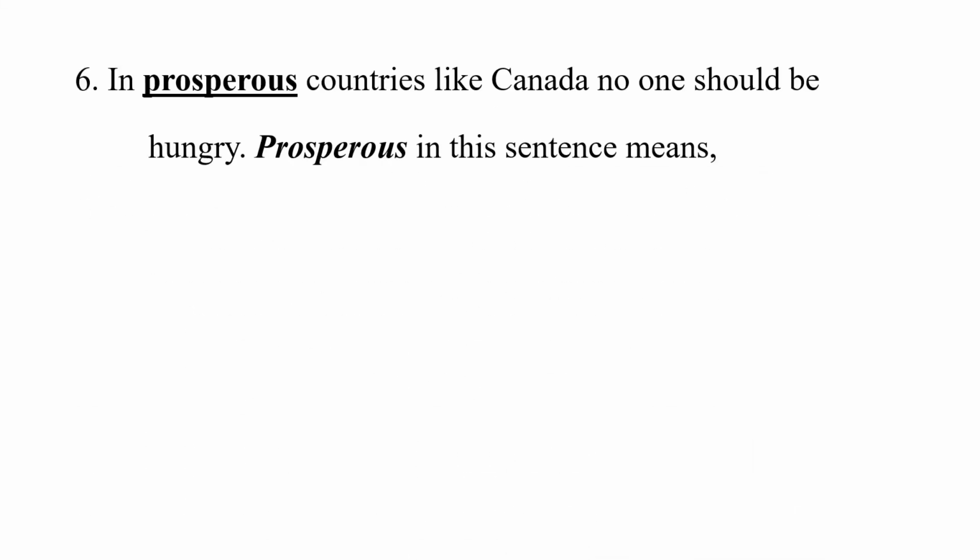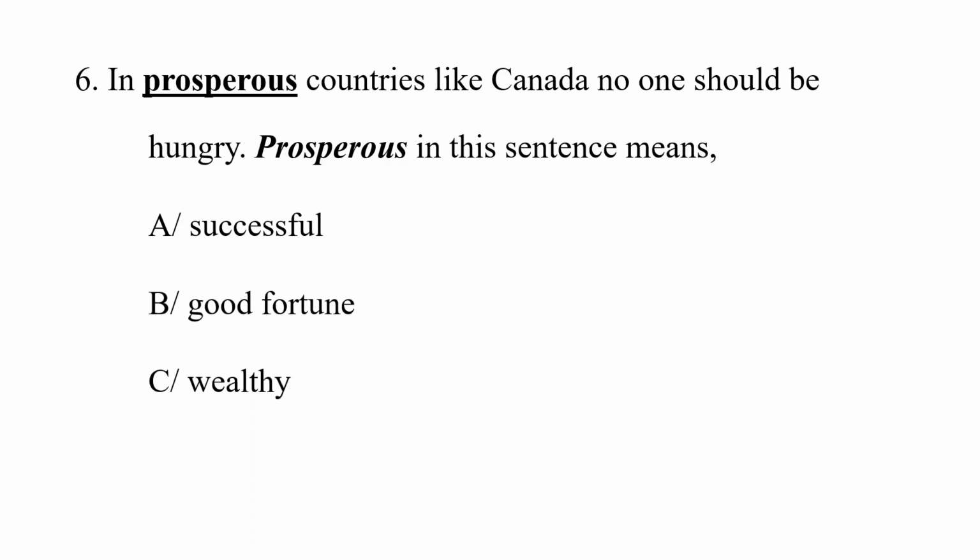Question number 6. In prosperous countries like Canada, no one should be hungry. "Prosperous," according to this sentence, means: A. Successful, B. Good fortune, C. Wealthy, D. A, B, and C can be answers. The answer will be D, that is A, B, and C can be answers.